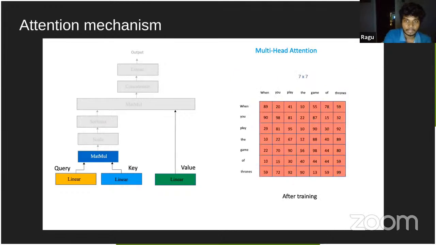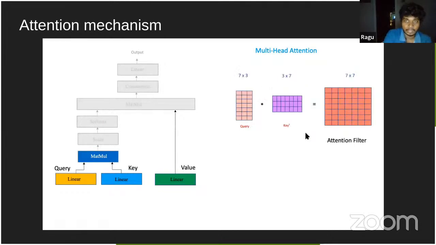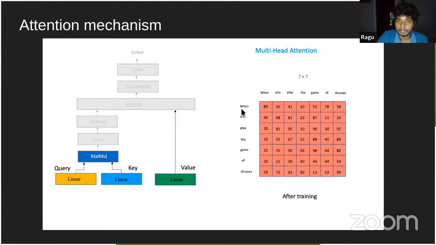While training, the network will understand the relationship between each two words. For example, see here. After training, you see the word game has a high score, which is 98, and game and play, which are related words, also have a high score. So doing these kinds of multiplications and making the network understand by itself is known as the attention mechanism, and this type of network is known as transformers.